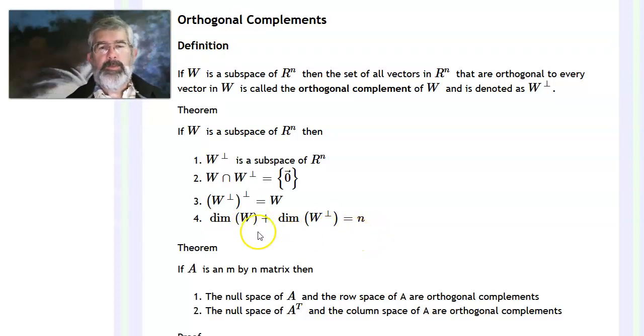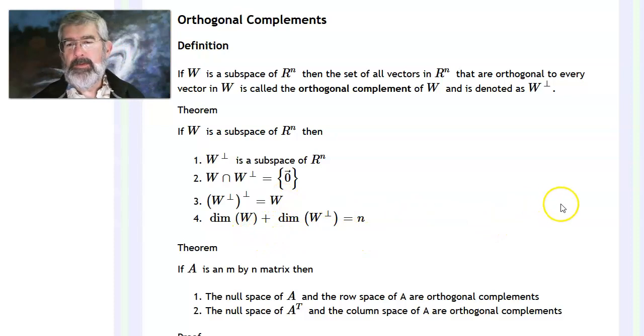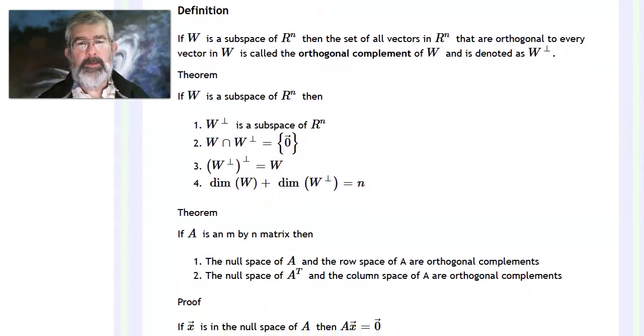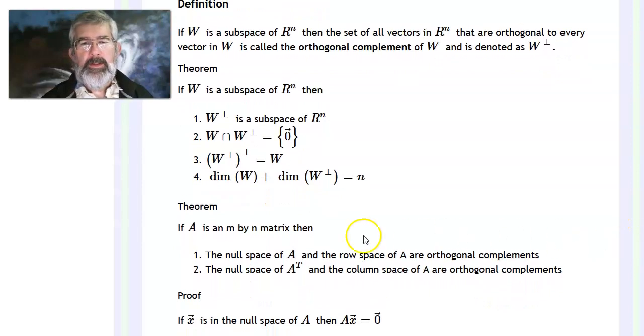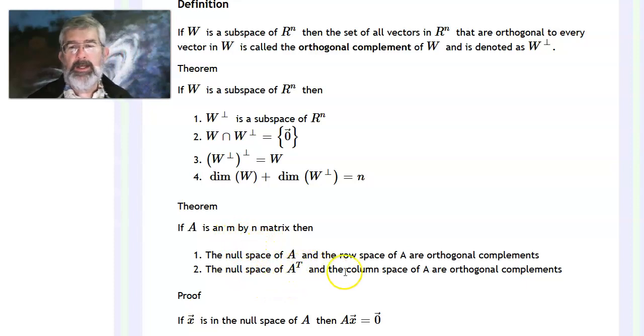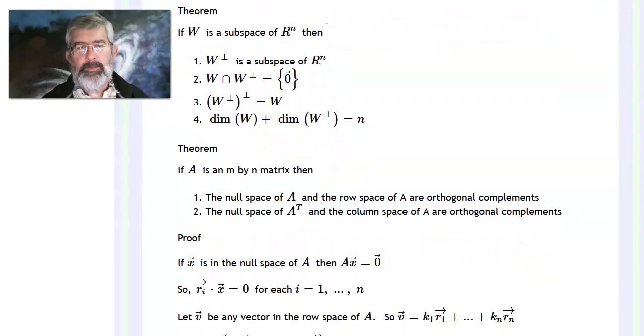Okay. To prove this last one, I'm going to need a few other things, but in particular, I'm going to need a theorem here that's in the book, and it says if A is an m by n matrix, then the null space of A and the row space of A are orthogonal complements. Likewise, the null space of A transpose and the column space of A are orthogonal complements. Now, here's my proof.